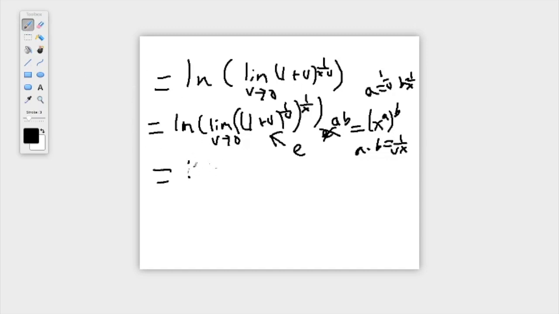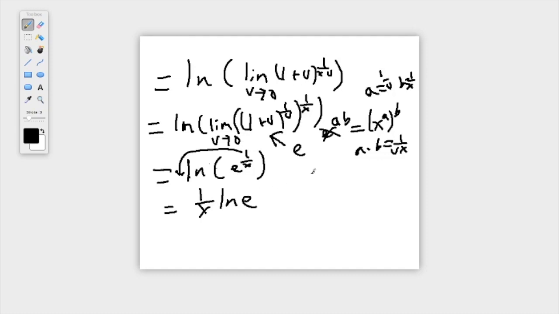We basically solved the problem. It's just ln e to the 1 over x. But we have this ln here, so because the exponent is on the top right here, we can bring it down as the coefficient like this. I'm just bringing it over here because that's one of the log properties.